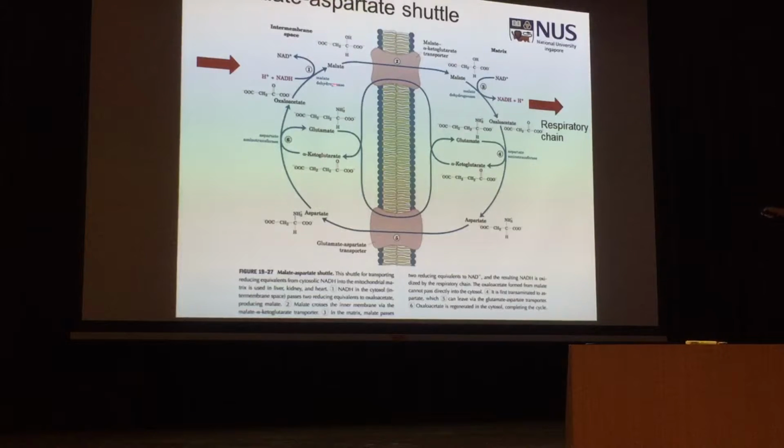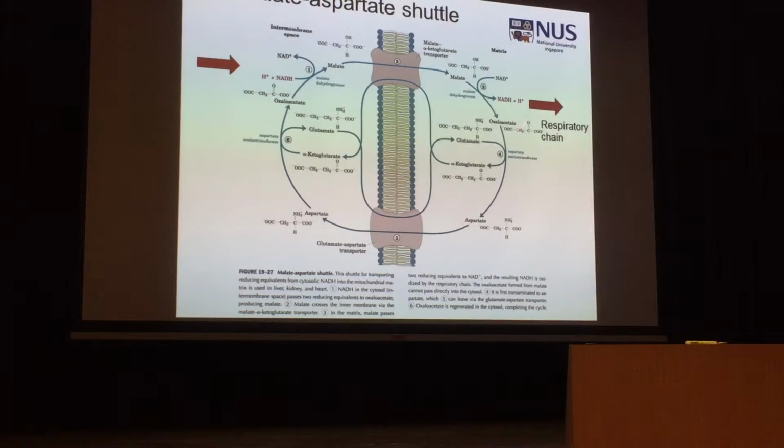Without the transporter, it cannot diffuse across this really tight membrane. So once the gate opens, malate enters into the matrix. This is the mitochondrial matrix. Then it undergoes offloading of the hydrogen back to NAD inside the matrix. And this NADH then goes through the respiratory chain to produce ATP.